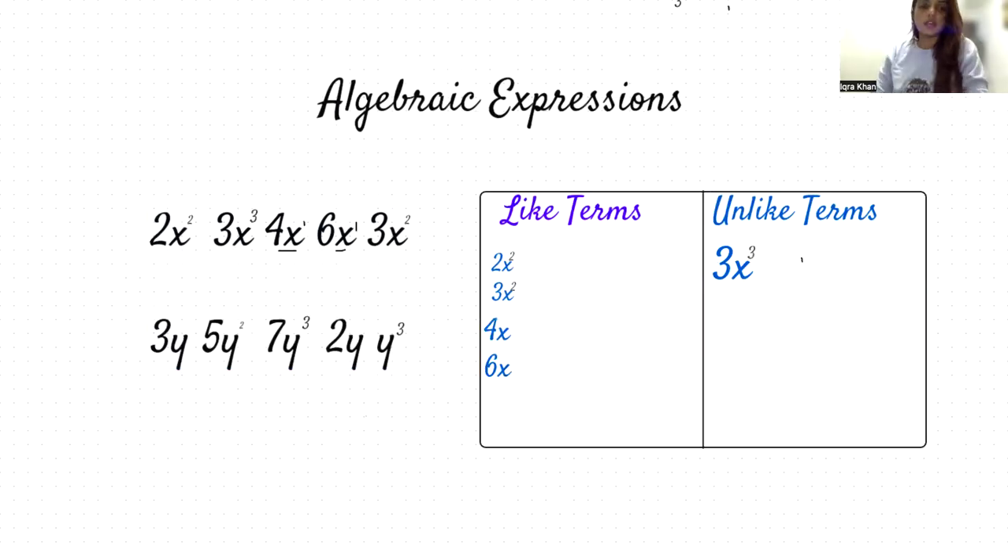Okay. So now we have 3y, 5y squared, 7y cubed, 2y, and then y cubed. So this one I would like you to attempt on your own, okay, before I actually list them out for you.